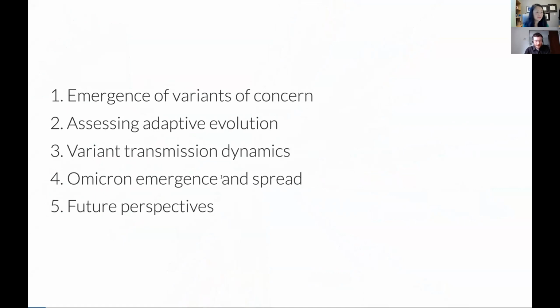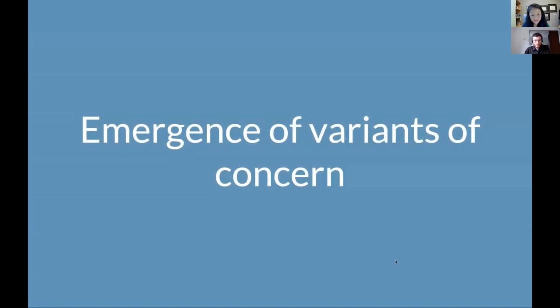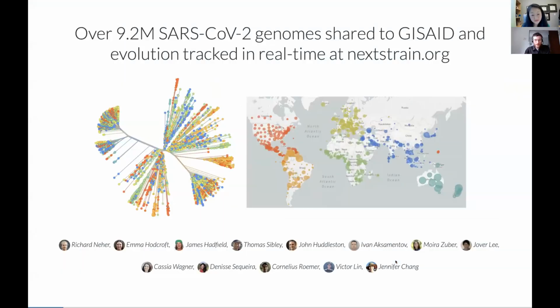People who have seen me speak in the last few months, these first couple sections may be familiar, and then maybe the last half of the talk is pretty fresh. So yeah, we'll talk about emerging variants of concern, talk about Omicron, and talk about kind of where we go from here. So, emergence of variants of concern.